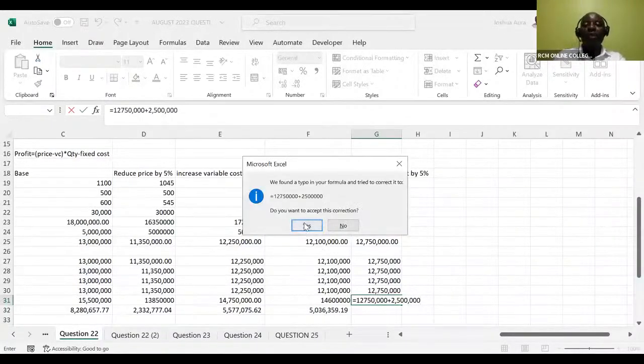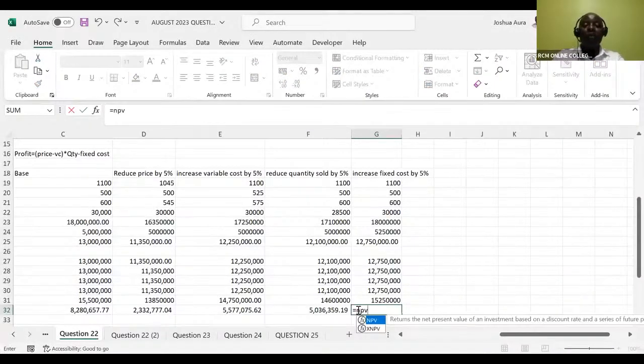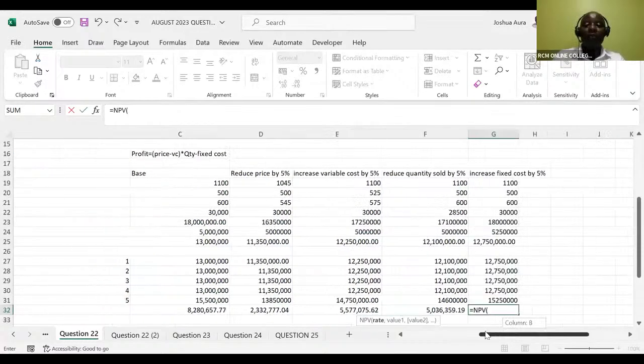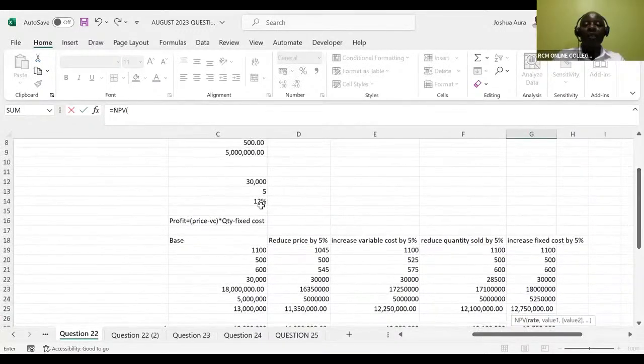So after that, come here right away and give us our NPV. So you say equals NPV. The rate is 12%.